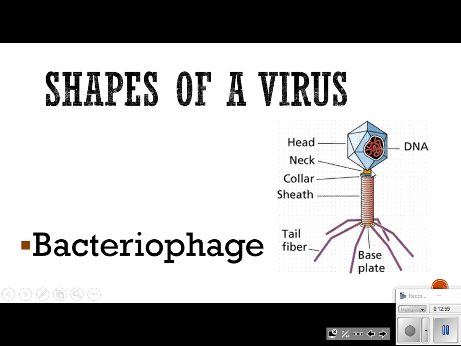You don't have to label the neck or the collar here, but look at this thing. This is the sheath. Yours is called a tail sheath. So we have a tail sheath right there. A base plate. You'll learn here in a second the function of that base plate. And finally, we have tail fibers. So those are the different parts of this bacteriophage that you're going to have to label here coming up in a bit.